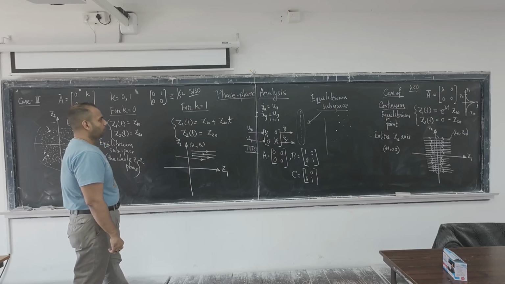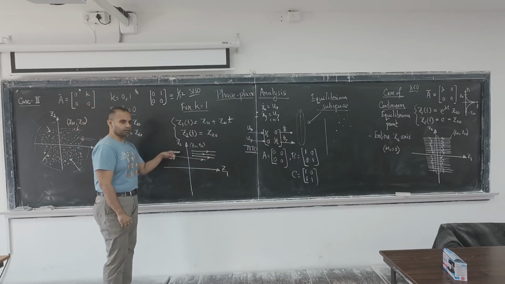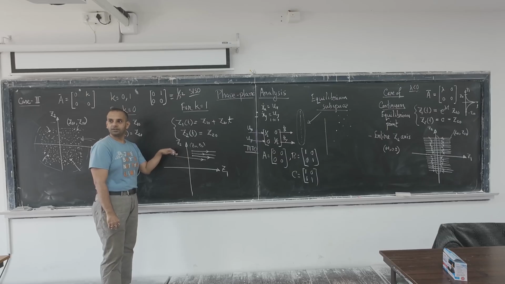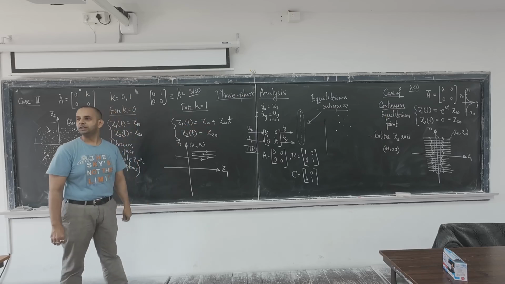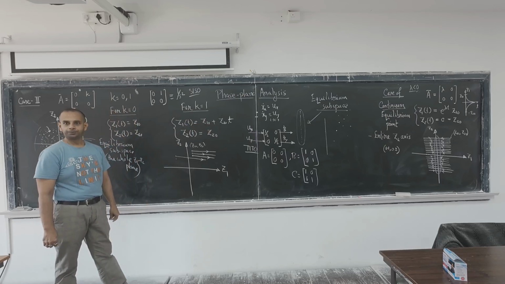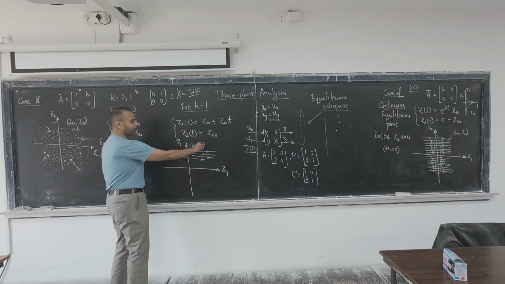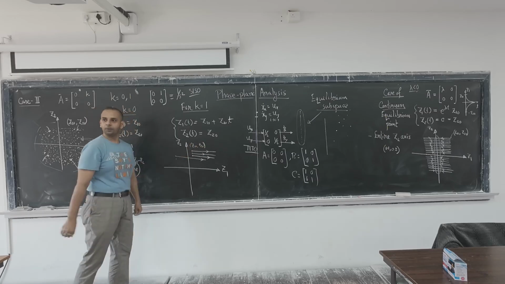Here Z2 is positive. In both these planes, Z2 is positive, right? That's why I am drawing this direction, Z10 plus Z20 into T. So for this entire plane, your Z20 would be positive, right?